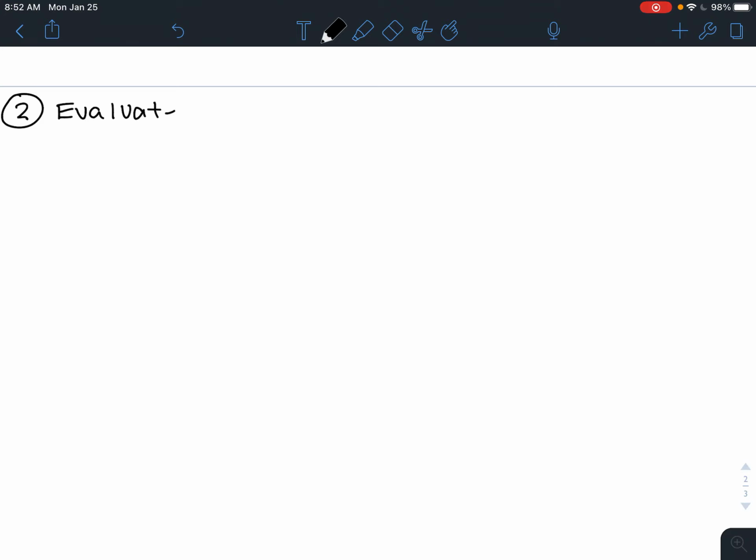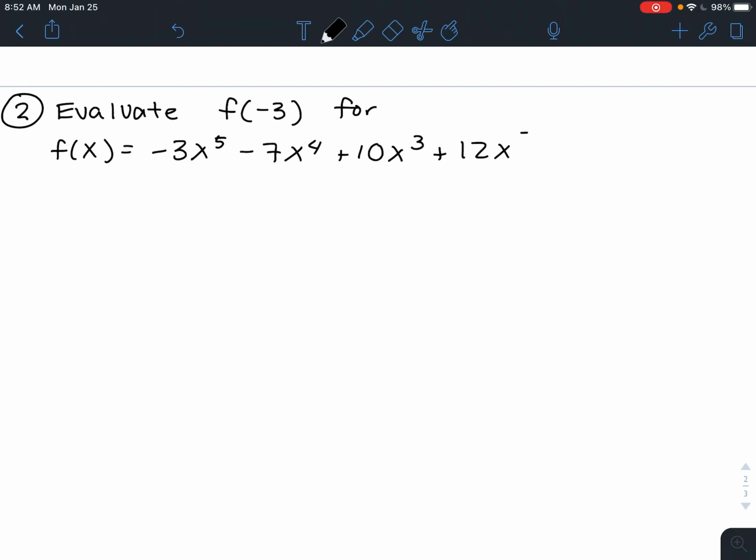We'll make it a slightly smaller problem. We're going to evaluate f of negative 3 for f of x equaling negative 3x to the 5th minus 7x to the 4th plus 10x cubed plus 12x squared minus 5x minus 8. Let's try it the long way first.